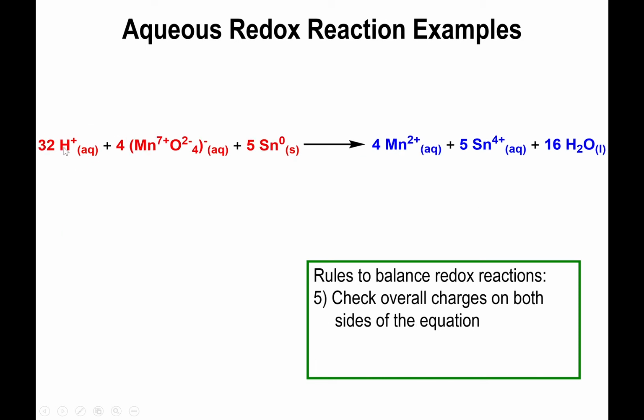If you look at the overall charges, 32 times plus 1 is 32, 4 times negative 1 is negative 4. And so you end up with 32 minus 4, which is 28. And on the right side, you have 4 times 2, which is 8, 5 times 4, which is 20. And once again, you end up with 28 for the balance charge. And since that's the same for both, this is telling you that the reaction has been balanced correctly.